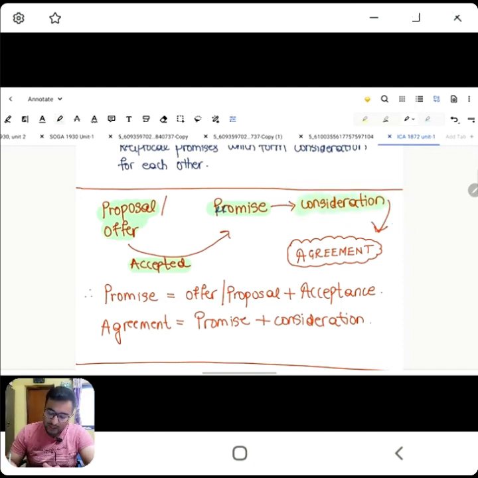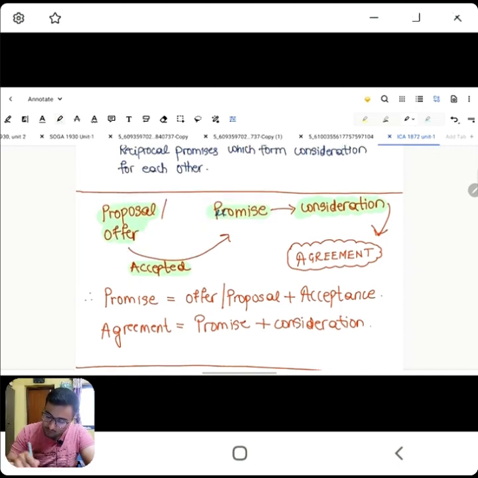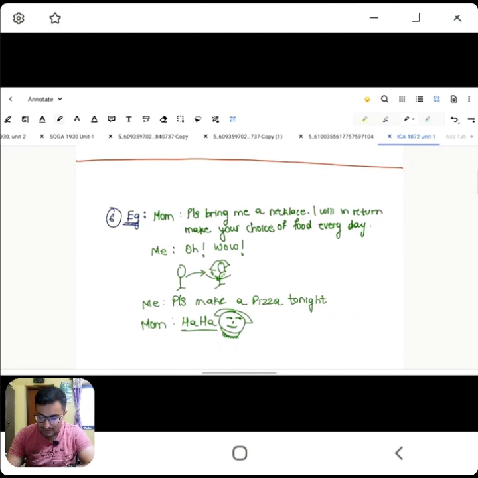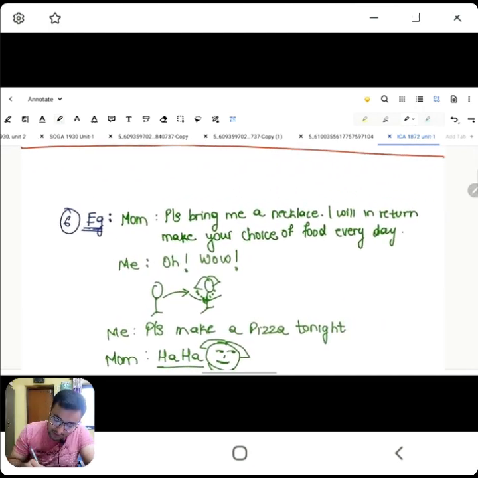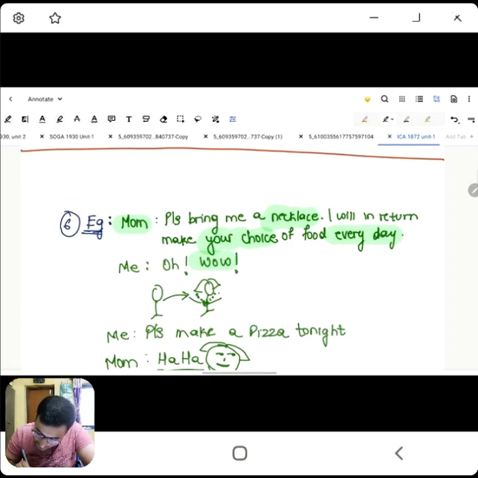So now, when you have an offer which is accepted, it becomes a promise. Promises which form consideration for each other are termed as an agreement. So we have now created an agreement. Now, in order to make this agreement a contract, there is one more thing that has to be present, right? Now, I gave you this particular example. My mom told me, please bring me a necklace. I will in return make your choice of food every single day. And I said, oh wow. And I brought a necklace. If you can see, there is a nice necklace drawn over here.